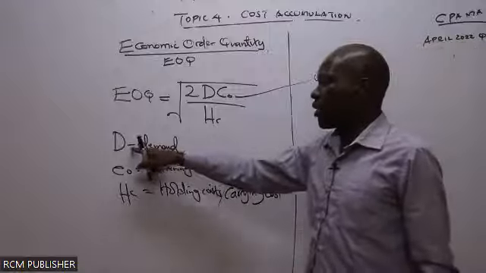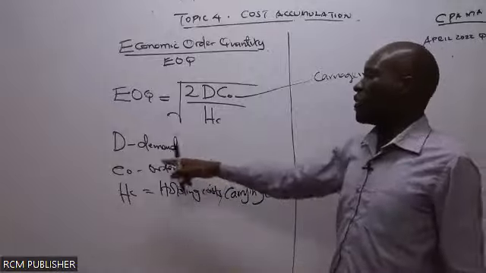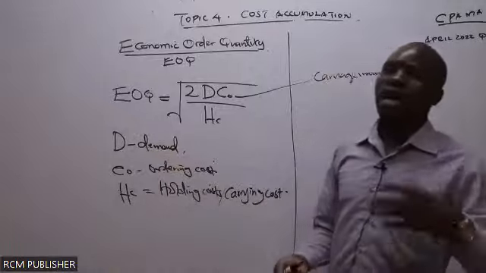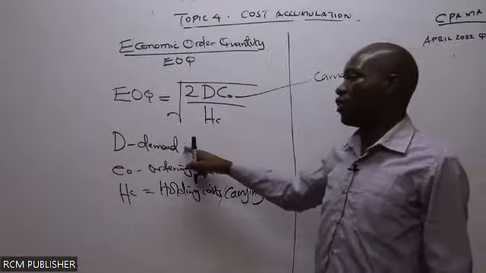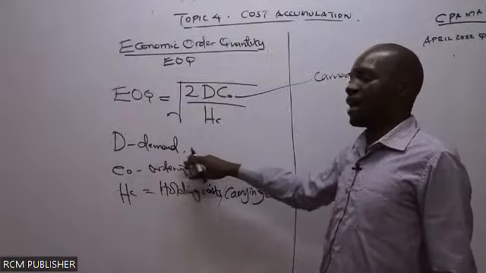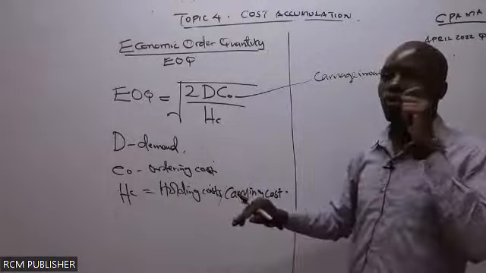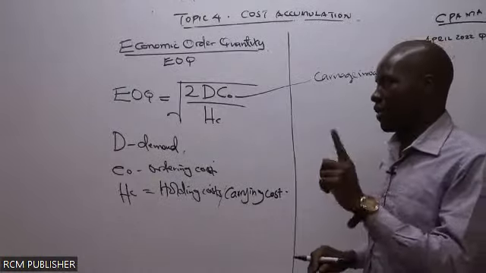Demand is the annual consumption. If in the exams you are not given the term demand, but you are told annual consumption or annual usage is this number of units, basically they are referring to demand. So that is what I am referring to.